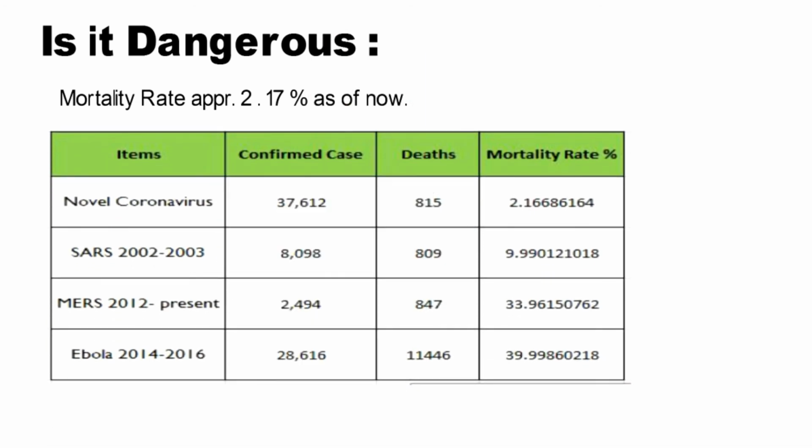Viruses that spread quickly usually come with lower mortality rates, and vice versa. The novel coronavirus mortality rate stands at 2.17%, whereas severe acute respiratory syndrome killed 9.9%, Middle East respiratory syndrome killed 33.96%, Ebola killed 39.99%. Those with low immunity such as the old or sick persons are most at risk of becoming severely ill or dying from the coronavirus.